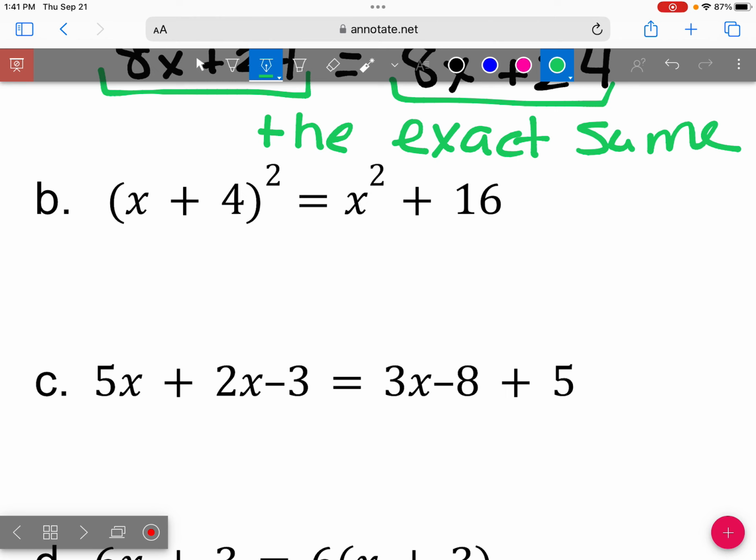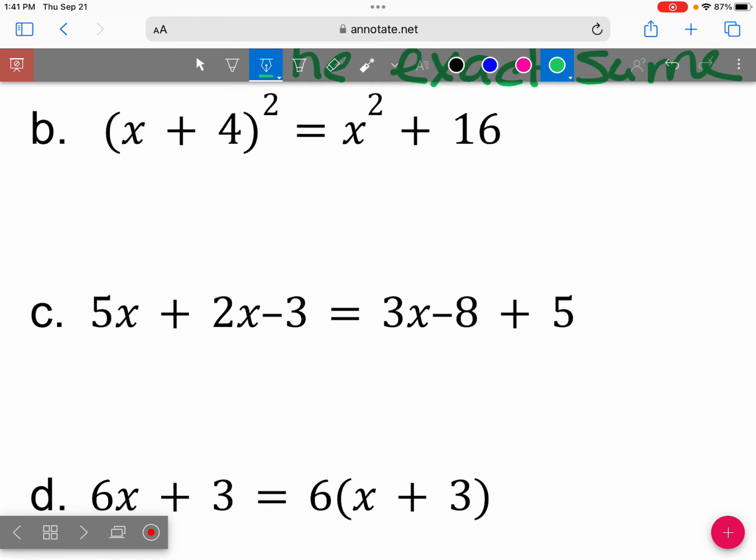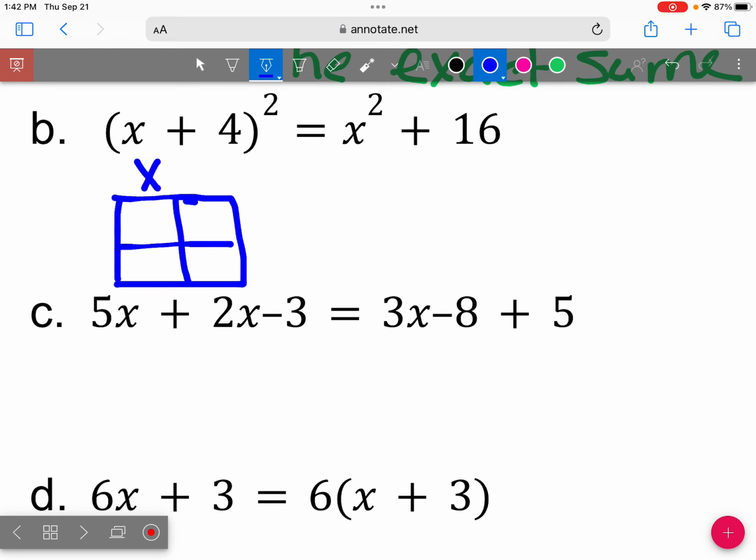This one is like the one on the card sort that was the big trip-up one that we struggled with. Because x plus 4 quantity squared means x plus 4 times x plus 4. So think of it that way, when we would multiply it out Algebra 2 style. Because when we multiply that out Algebra 2 style, what do we get?